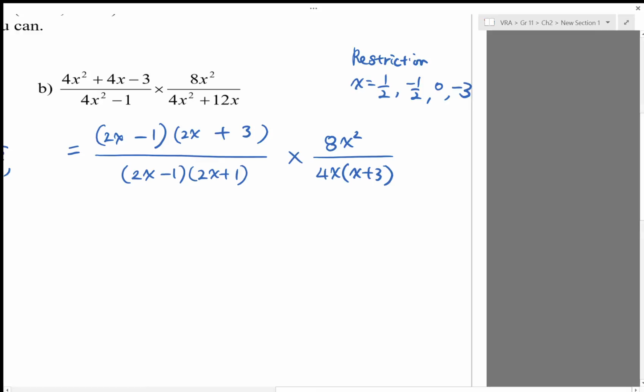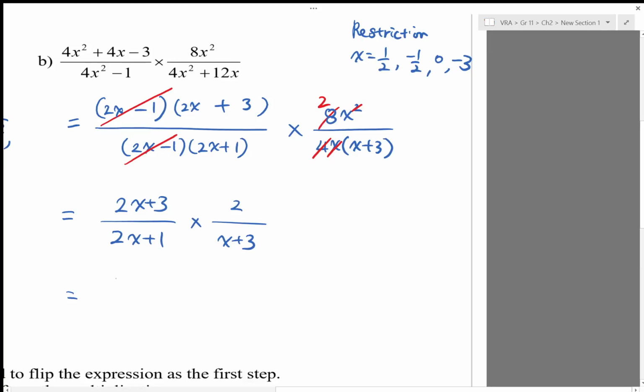So we have the reducing part. 2x minus 1, 2x minus 1, they're gone. Now 8 and 4, so 8 becomes 2, x squared becomes just x. There's nothing else we can cancel because there are no similar or the same terms. So all I have left is 2x plus 3 over 2x plus 1 times 2 over x plus 3. In this case, you can simply leave your answer as 4x plus 6, or you can leave it this way too, 2 and then 2x plus 3 over 2x plus 1 and then x plus 3.